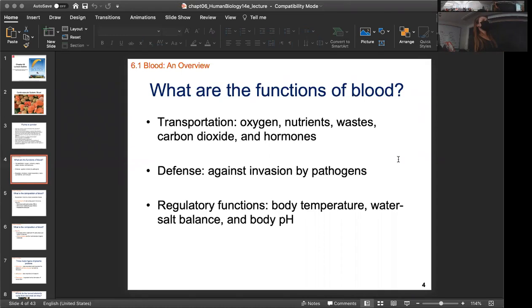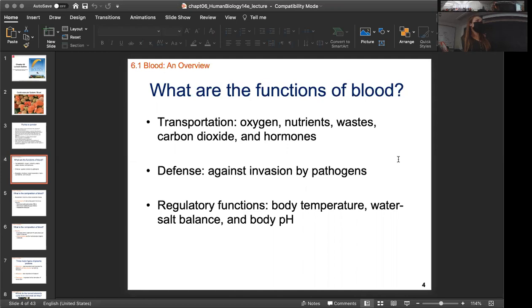It also gets rid of your waste and your carbon dioxide. So when you're breathing out carbon dioxide, it first came through your blood system and then into the lungs, to the respiratory system, and out your mouth or your nose when you're breathing. And also hormones. Hormones are like estrogen, testosterone, norepinephrine, epinephrine, serotonin. All of those different hormones are actually transported throughout your body in the blood system. So the first function of the blood is transportation, all right? It's kind of like a train track.